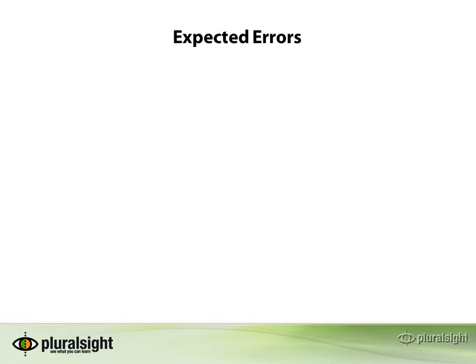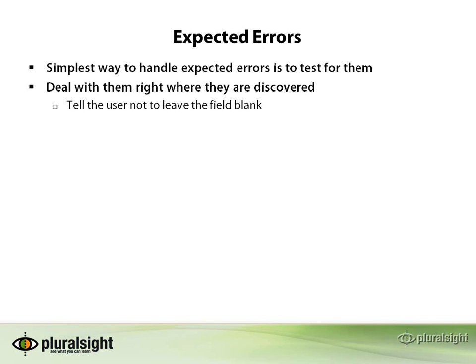Exceptions are not the only way you handle errors. Especially for expected errors, the best thing to do is to just test for them. If the amount to be withdrawn is greater than the amount available for withdrawing, deal with it, put up an error message, tell the user what they've done wrong. Write exactly where you find the problem. That's when you have the most information.